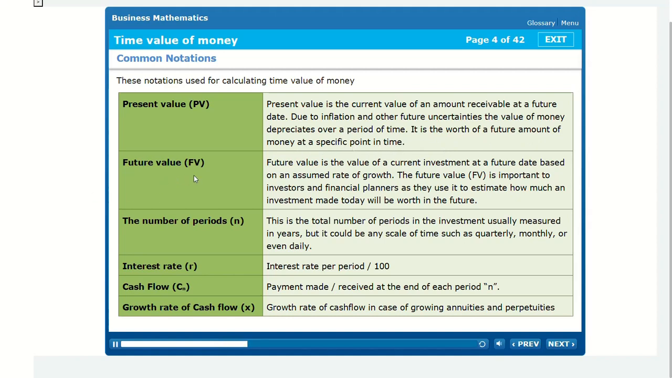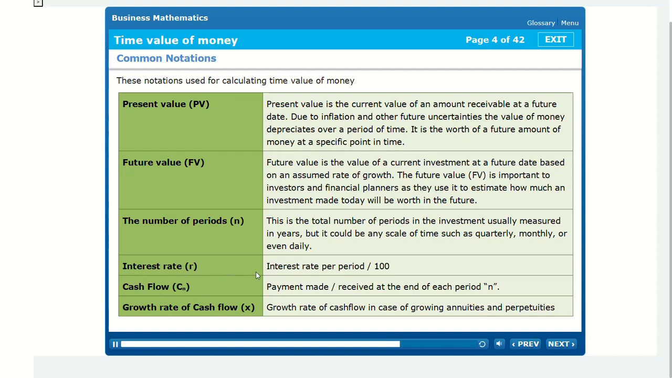Future value. Future value is the value of a current investment at a future date based on an assumed rate of growth. The future value is important to investors and financial planners, as they use it to estimate how much an investment made today will be worth in the future. The number of periods. This is the total number of periods in the investment, usually measured in years, but it could be any scale of time such as quarterly, monthly, or even daily.